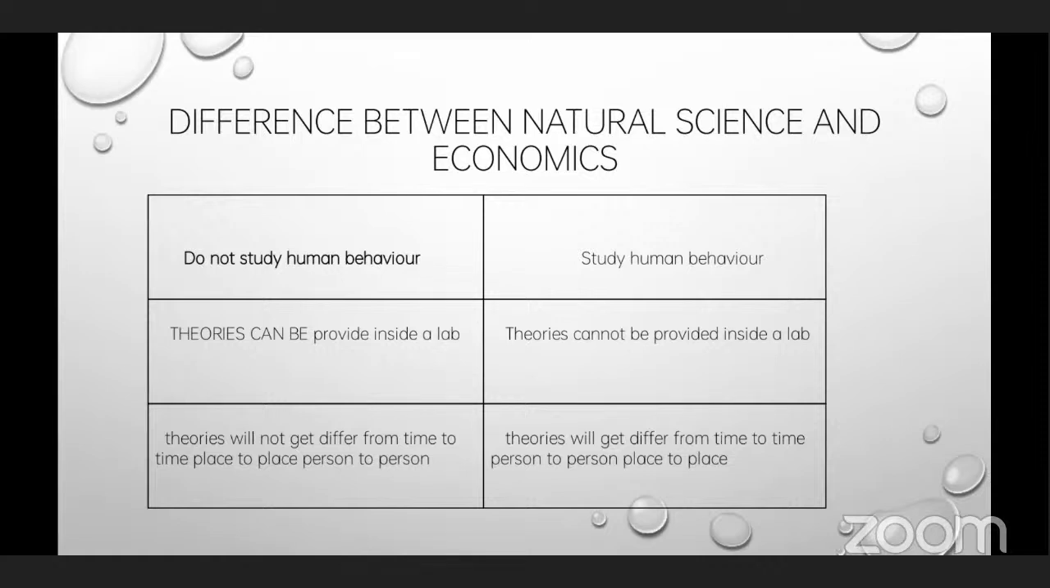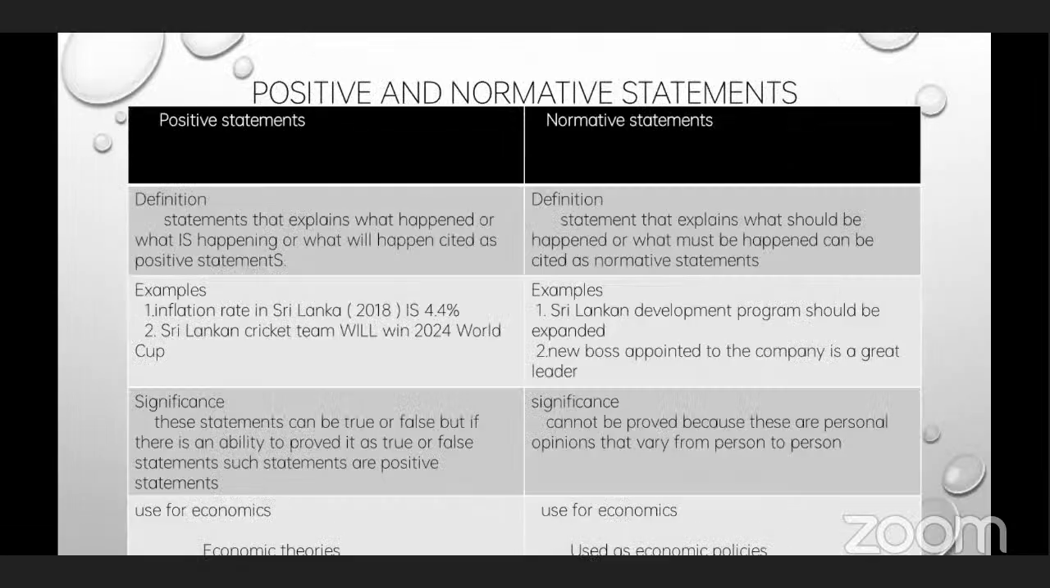Third, in natural science, theories will not differ from time to time, place to place, person to person. But in social science or economics, theories will differ from time to time, person to person, place to place. Right? Okay. I think you get this. Okay, next slide. We'll see what positive and normative statements are.